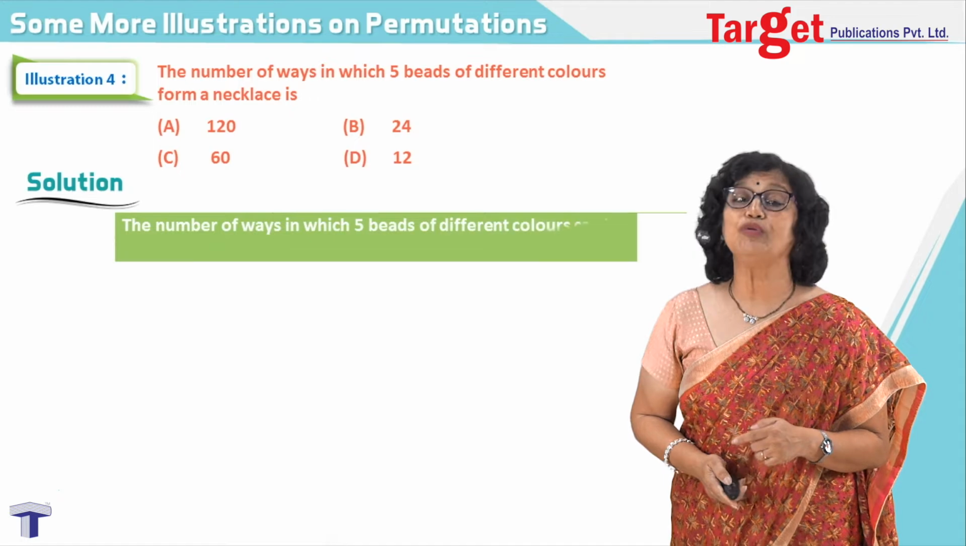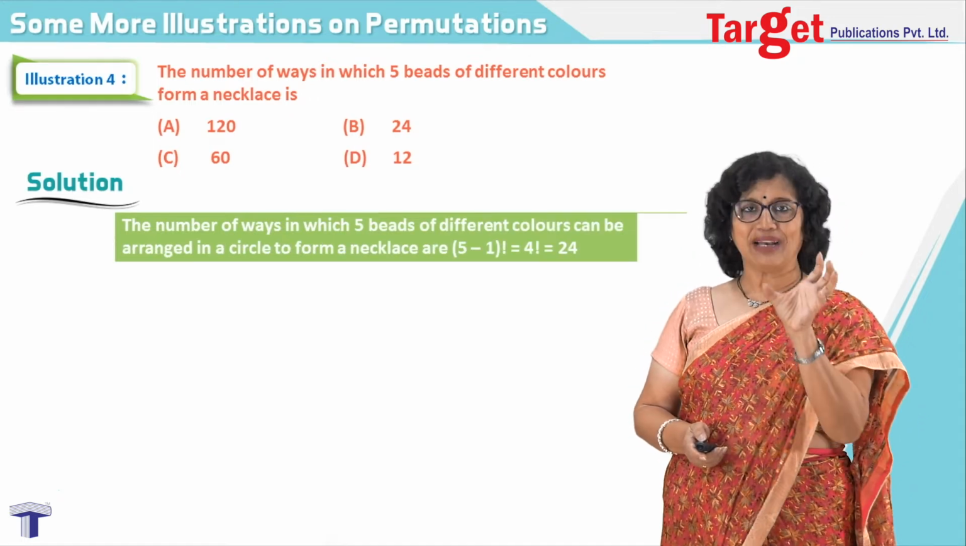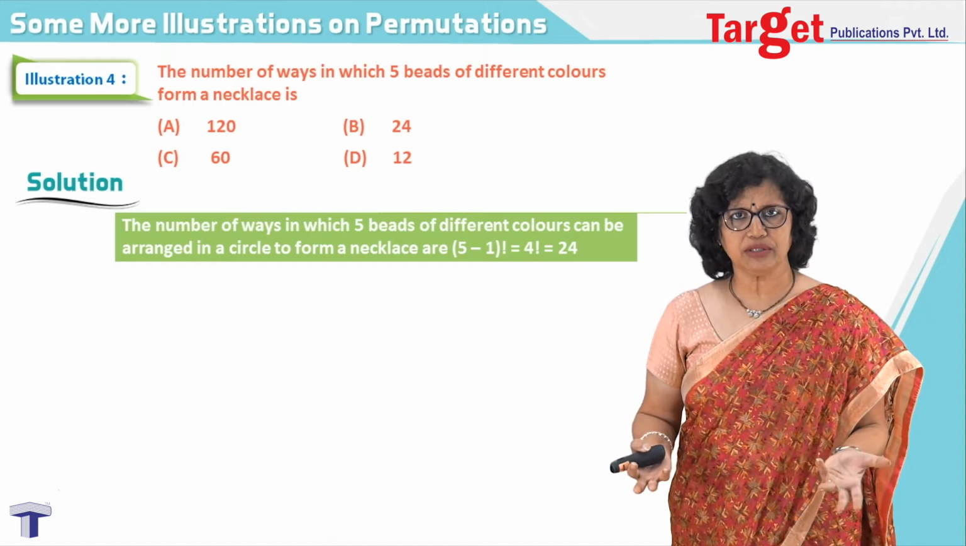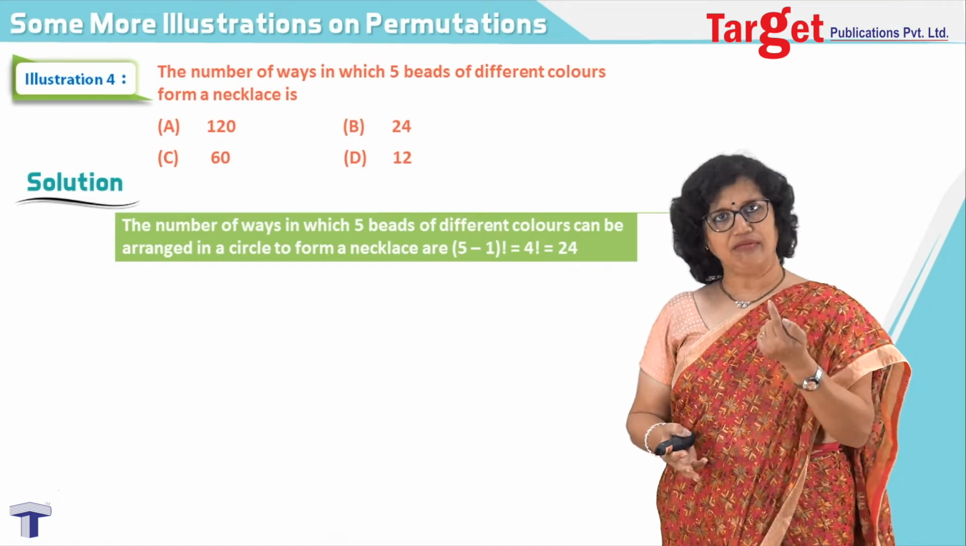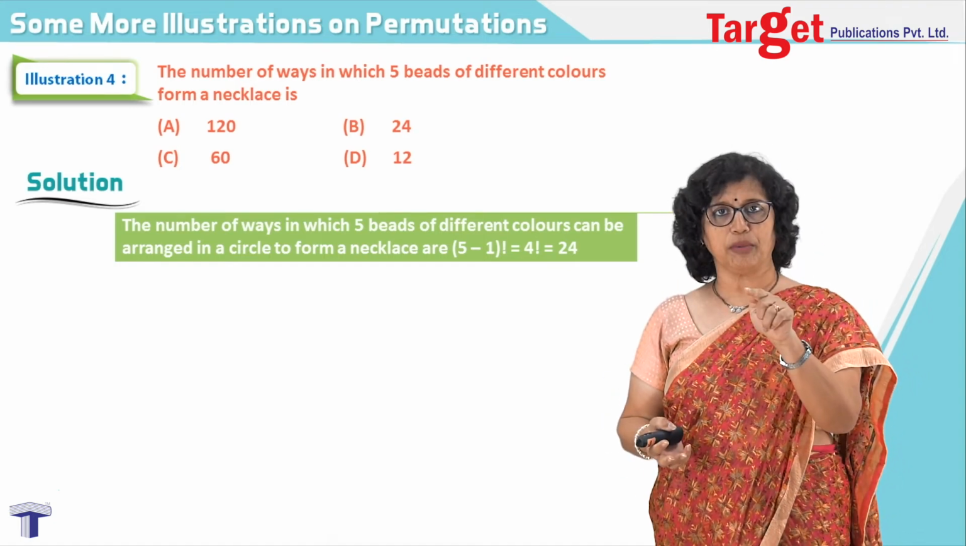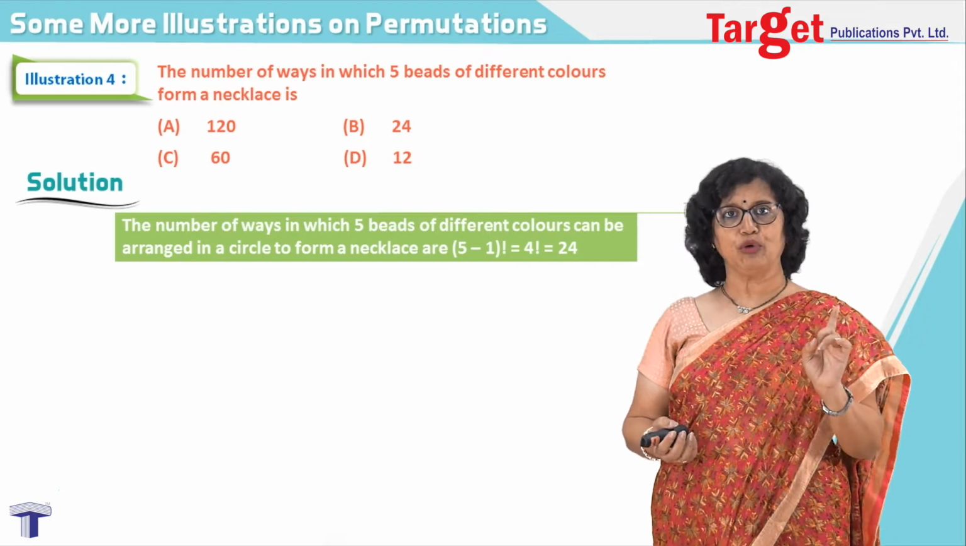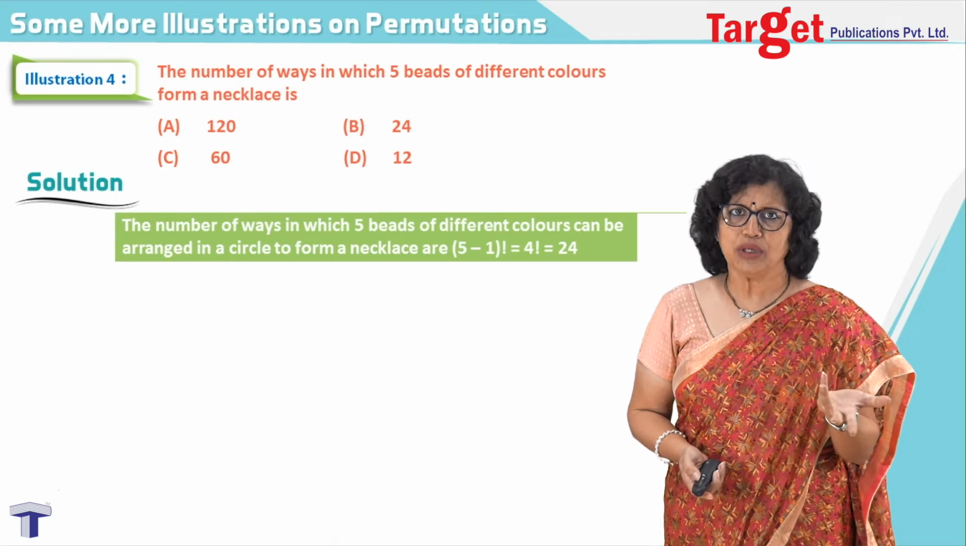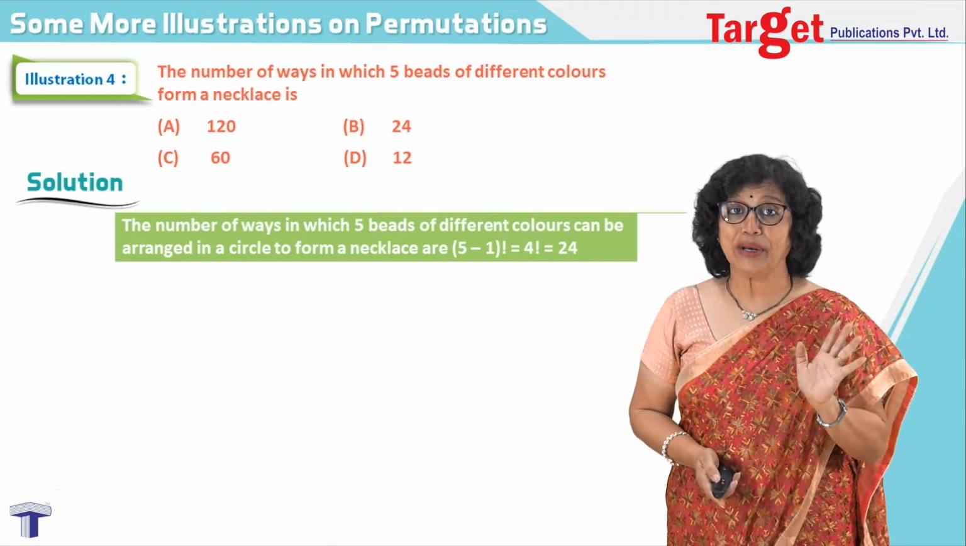So normally you would have said that the number of necklaces would be 4 factorial, taking circular permutations. 5 beads are there, 1 we take less because of circular permutation, n minus 1 factorial if you remember, and the answer would have been 24. Usually any person would have answered 24.